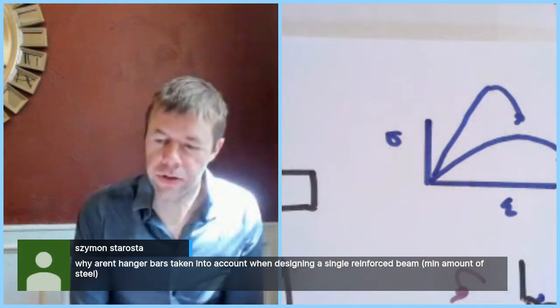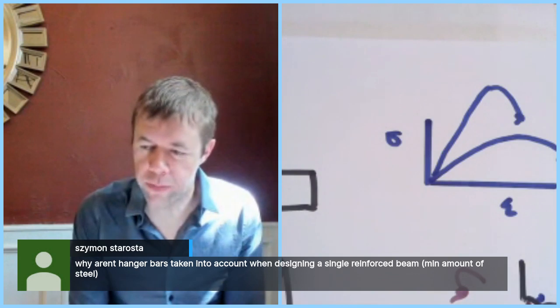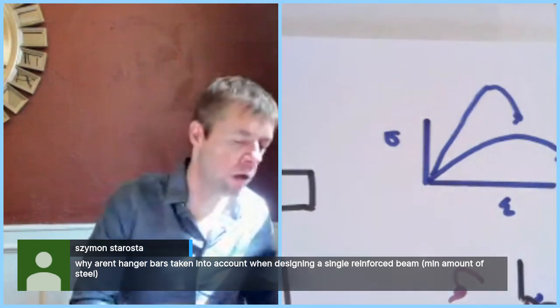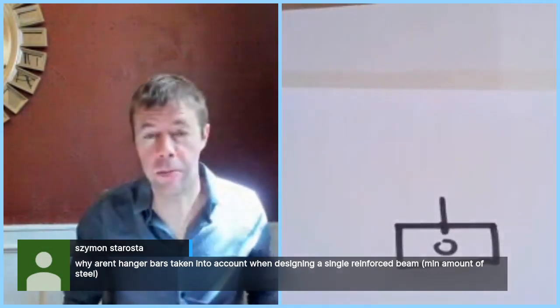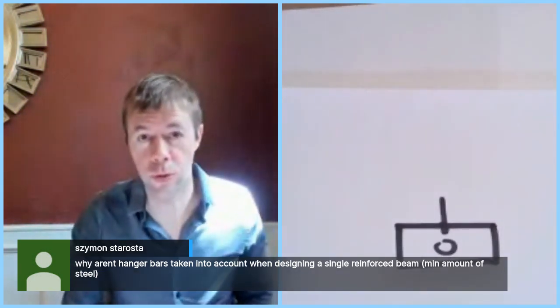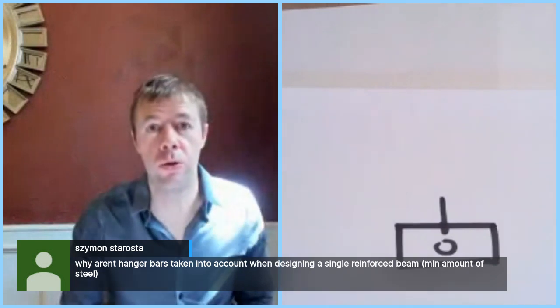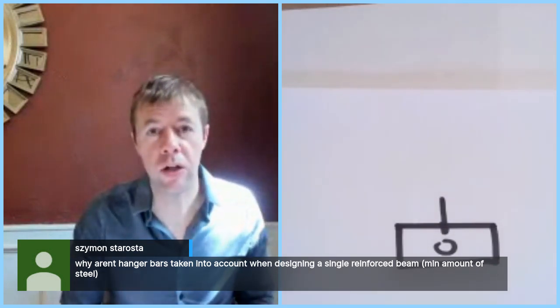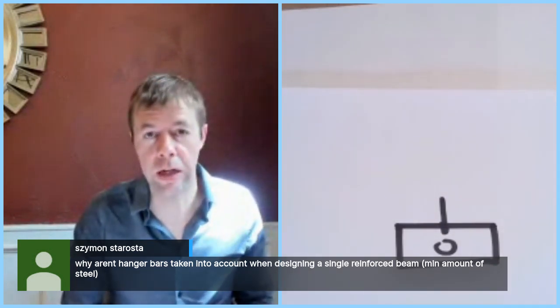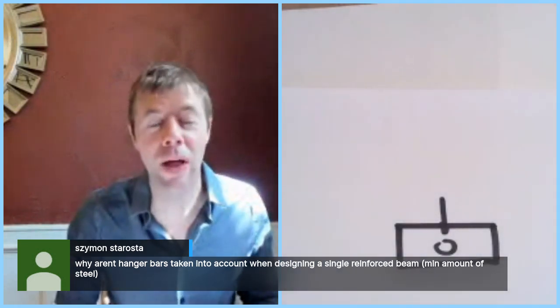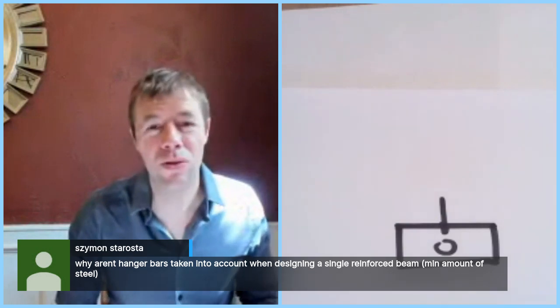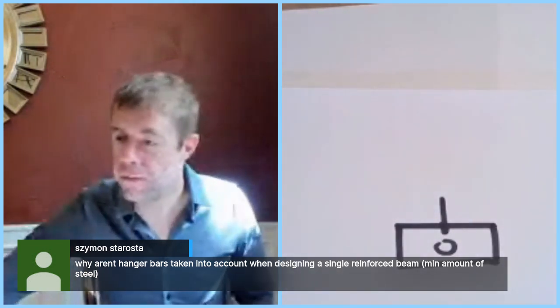Why aren't hanger bars taken into account when designing a singly reinforced beam minimum amount of steel? Oh, you should watch my video, Simon. I've got a video all about that on doubly reinforced beams, and you should watch it. And it basically shows you that the amount of increase in capacity that you get from including those compression steel is minimal, like less than 5%. So it's just not worth it. Watch the video.